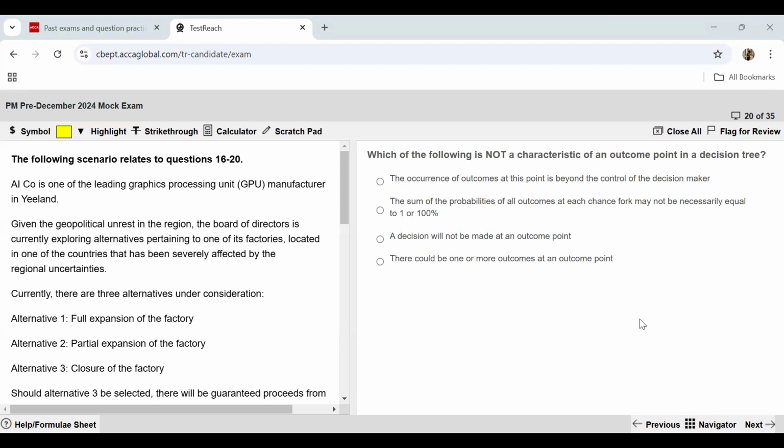Second statement says the sum of probabilities of all outcomes at each chance fork may not be necessarily equal to 1 or 100%. This is absolutely incorrect because the sum of probabilities always and always has to be equal to 1 or 100%. Otherwise, you're not considering all scenarios, which is not possible. Moving to the third statement, a decision will not be made at an outcome point. This statement is true because now you've already taken the decision and now you are having a look at the results. And then the next statement says there could be one or more outcomes at an outcome point. That is absolutely correct. Outcomes can also be multiple in number. It totally depends upon what happens in reality. And outcomes can definitely be one or more. That's why this statement is also correct and hence is not our answer.